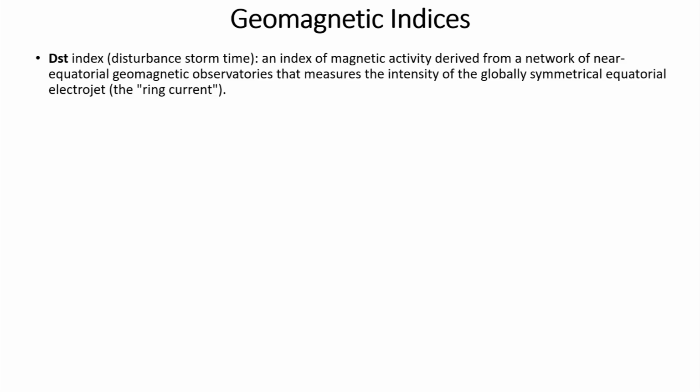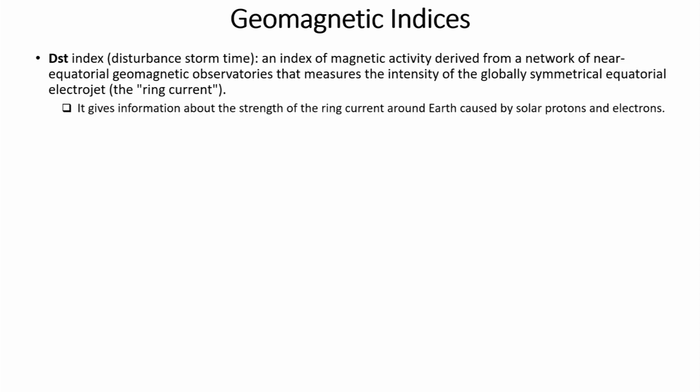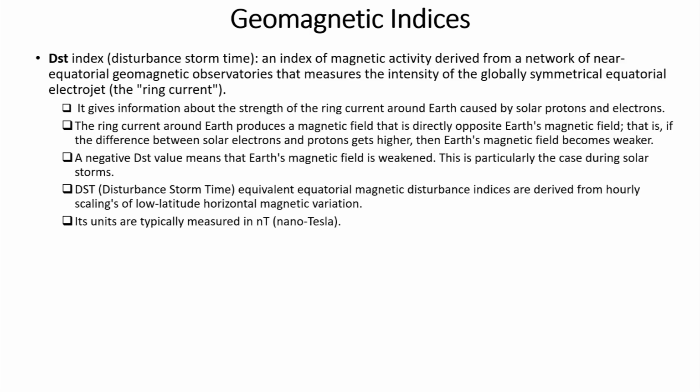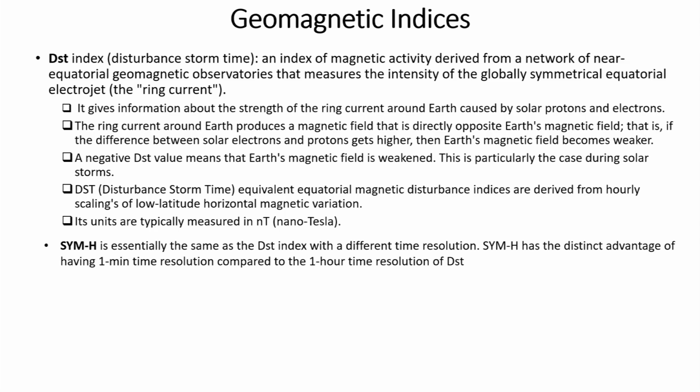As I said, when there is a geomagnetic storm, there is a decrease in the Earth's magnetic field because of the ring current, and this gives a disturbance. So, this is called the disturbance storm time or Dst index. A negative Dst value means the Earth's magnetic field is weakened. This is an hourly index. Then another is the SYM-H, which is essentially the same as the Dst index, but having a different time resolution only, and it has a 1 minute time resolution.